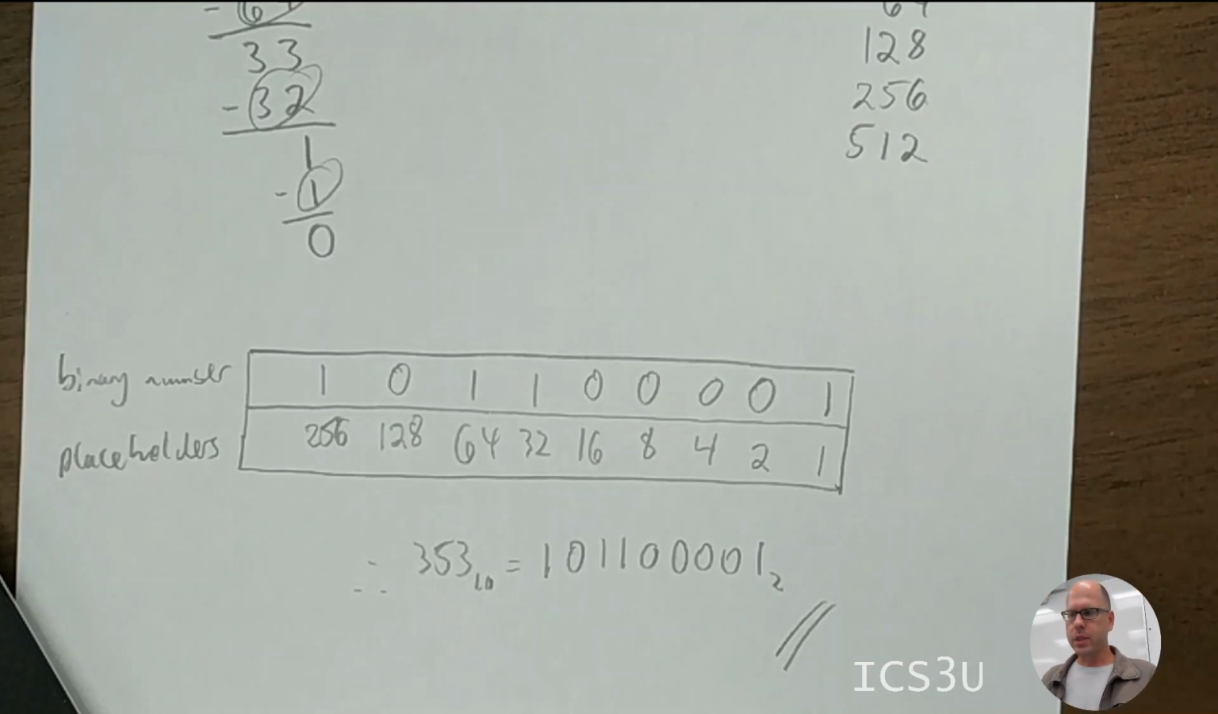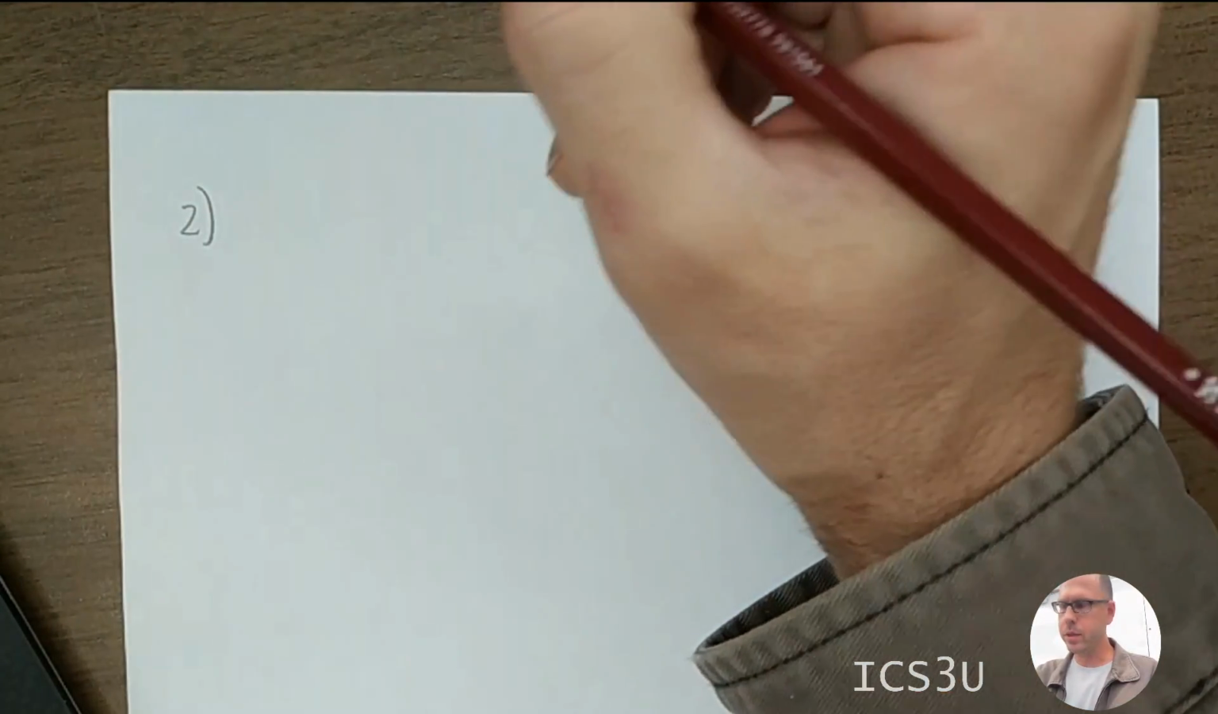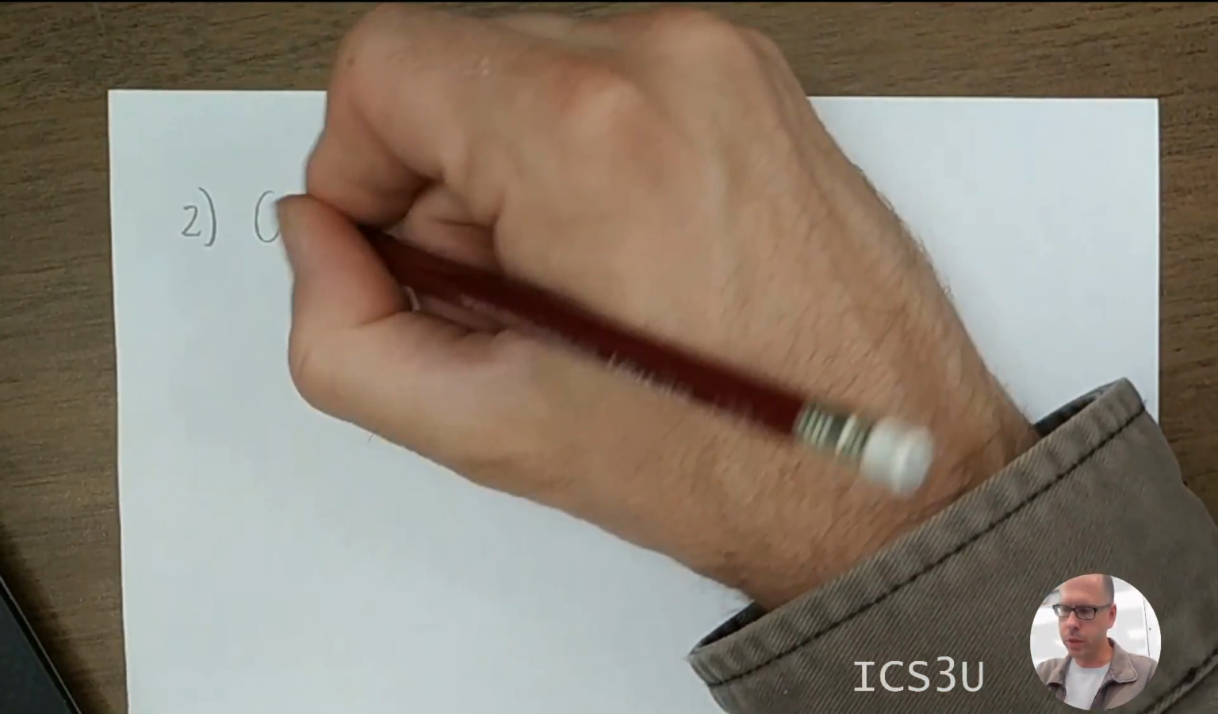Okay, so that's our first example. I'll do one more example of decimal to binary for this video, and then we'll complete the number systems lesson. Okay, example 2, decimal to binary still. Convert.